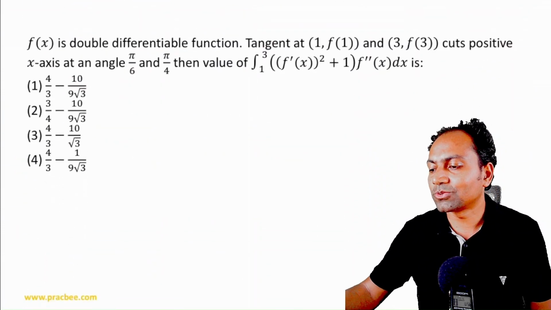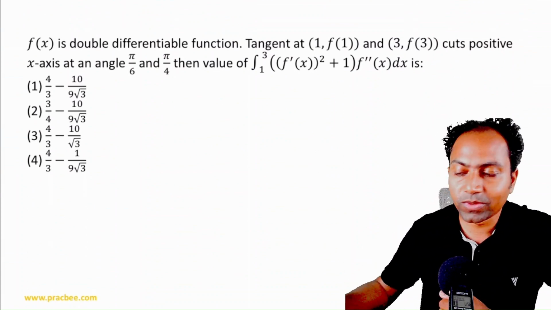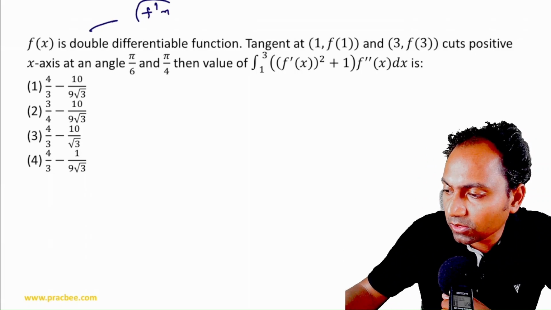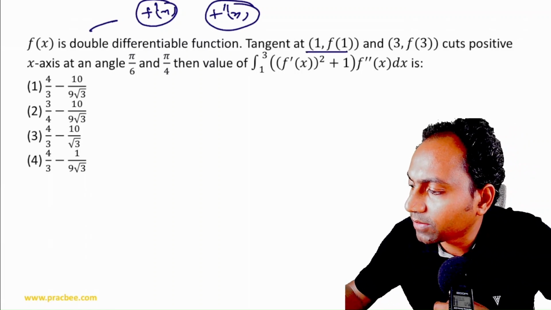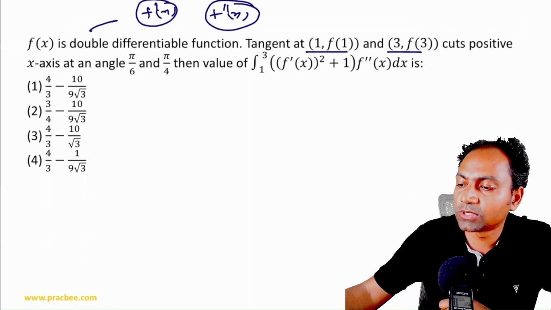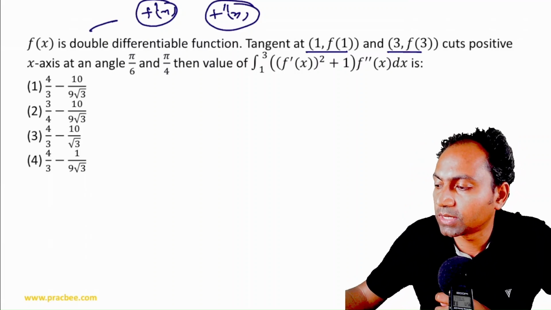If I look towards the next question, it talks about fx being a double differentiable function. And we can differentiate it twice. So that would mean f dash will also exist and f double dash of x will also exist. Both of these are there. The tangents at the points 1 comma f of 1 and 3 comma f of 3 cut the positive x-axis at pi by 6 and pi by 4. Then find the value of this part.